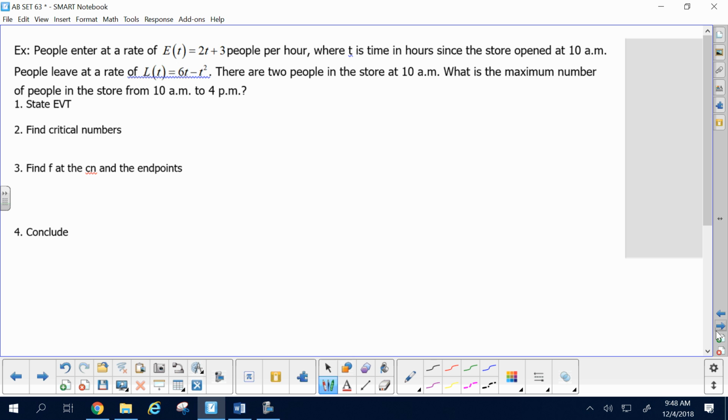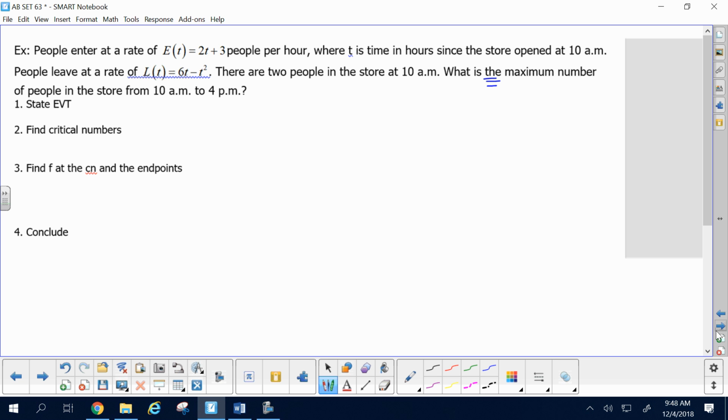Slightly different, but very common. People enter at a rate of blah, blah, blah, blah, where time is hours since the store opened at 10 a.m. People leave at a rate of that parabola. There are 2 people in the store at 10. What is the maximum number of people in the store from 10 to 4? Now notice, there is nowhere in the question it says the absolute maximum. This is where you have to read carefully. They say the max, not a max, not a relative max, not a local max, the max, the greatest.